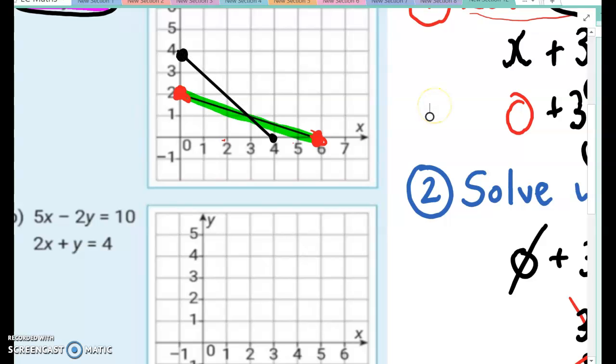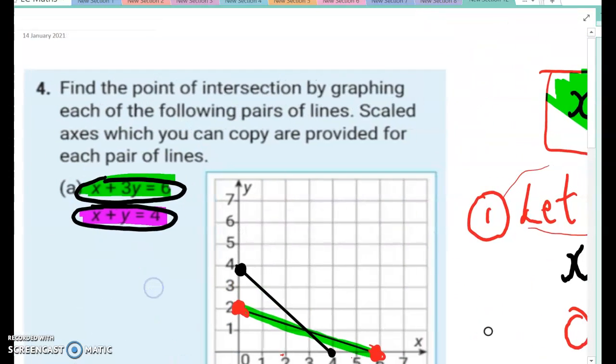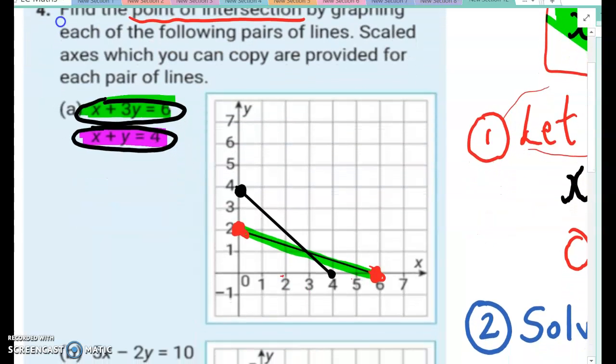Now, the question asked, find the point of intersection. Okay, the point of intersection. That means where the lines meet. Where do the lines meet? Well, they meet here. Right there where they intersect or cross one another. So that's the point of intersection.